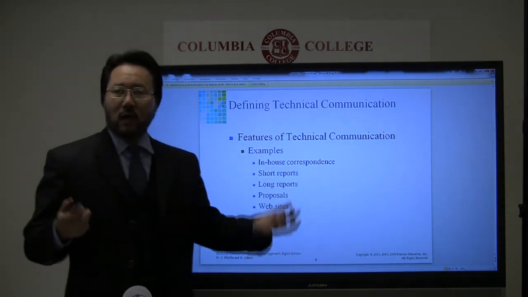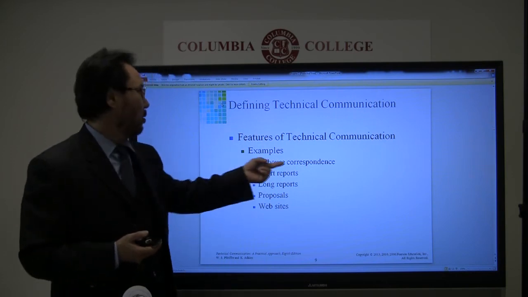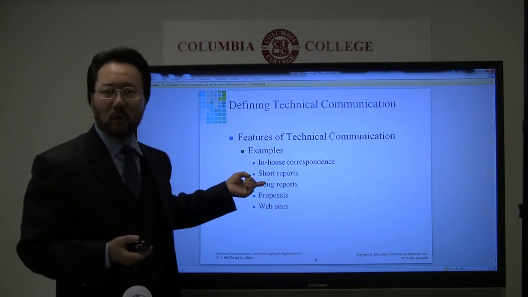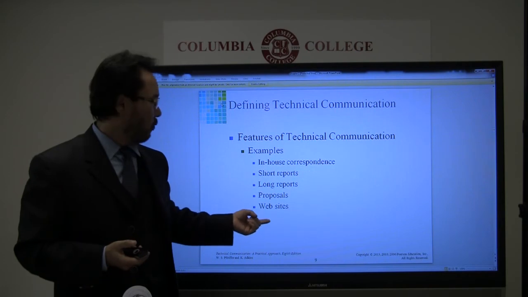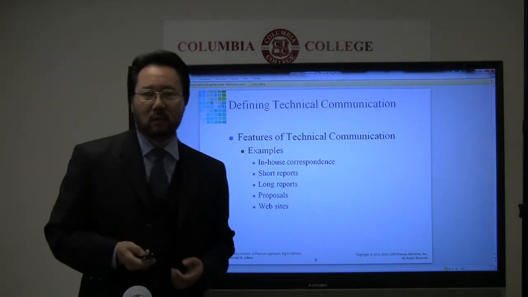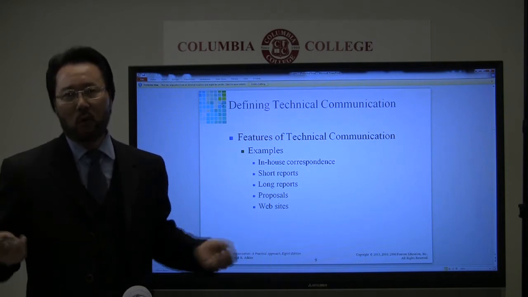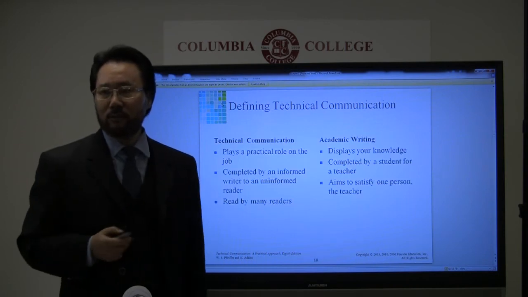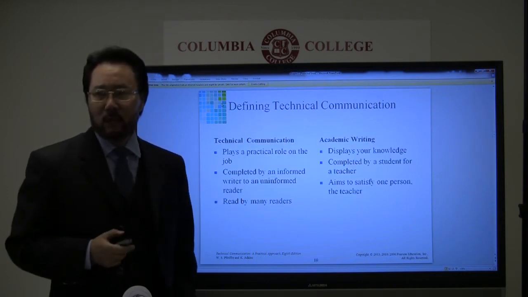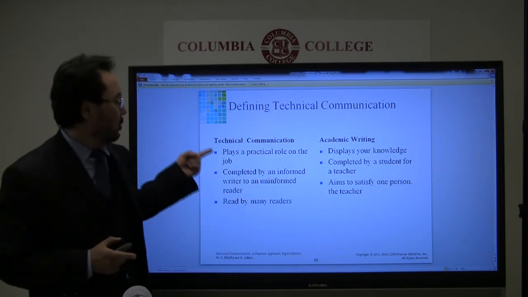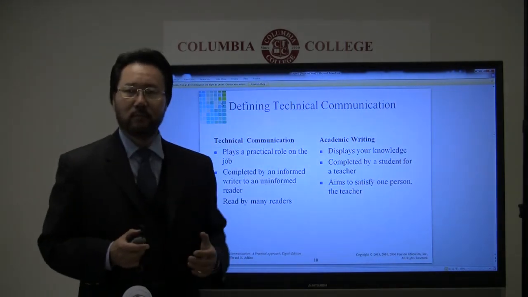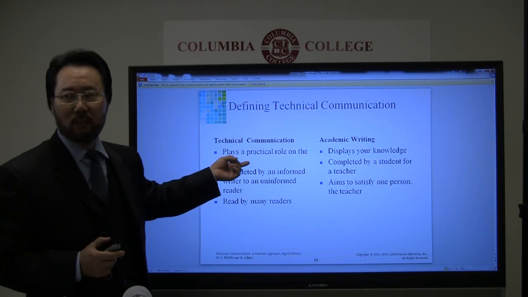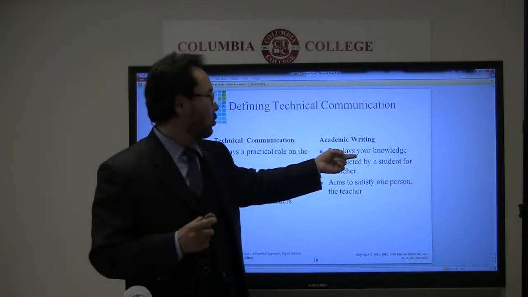The different types of technical communication involve a lot of correspondence, which will be memos and letters, sometimes short reports, long reports, proposals, websites, and it can be a lot more than the things we listed in this PowerPoint. Let's compare technical communication and academic writing side by side. Technical communication plays a practical role in the job. But in academic writing, the purpose is to display your knowledge.